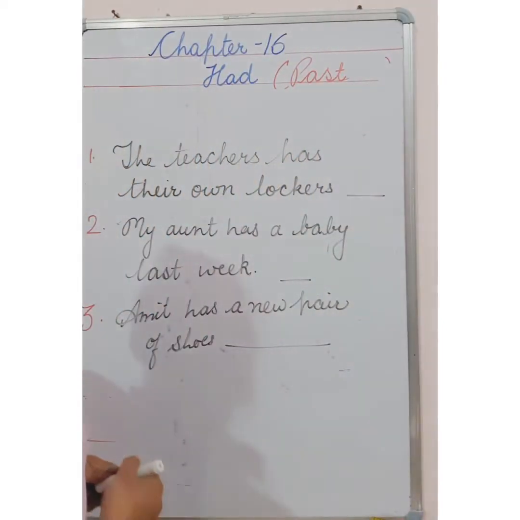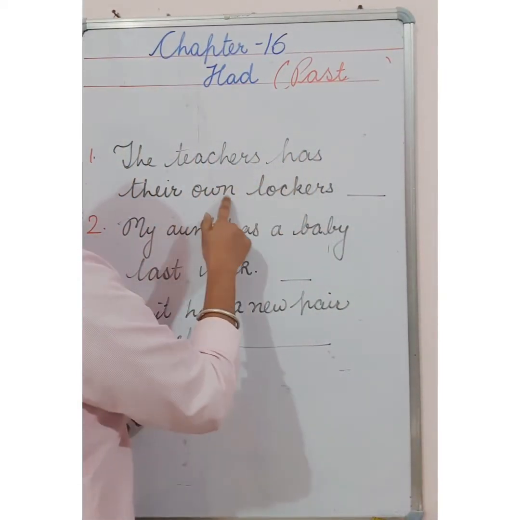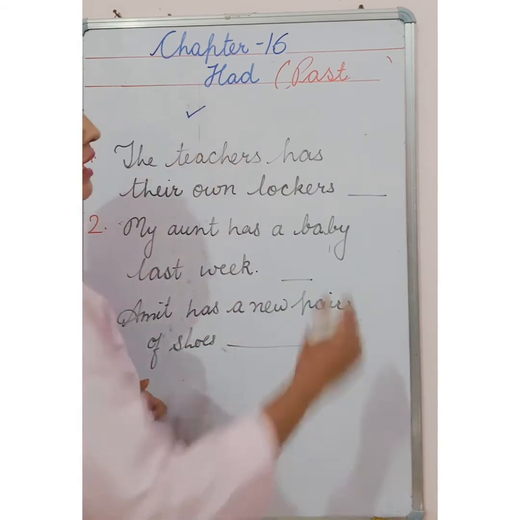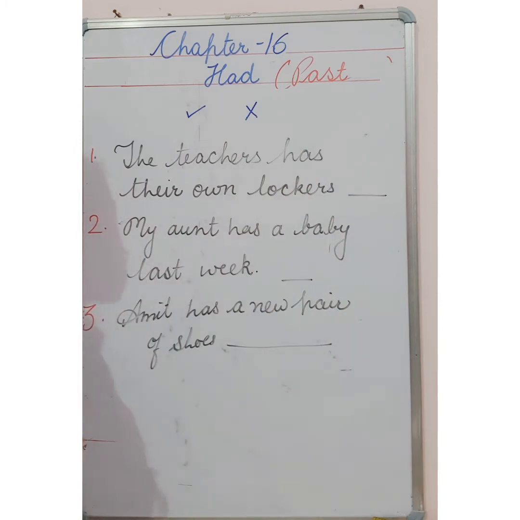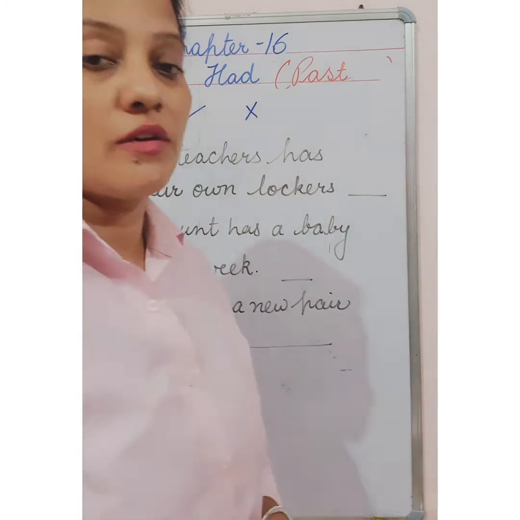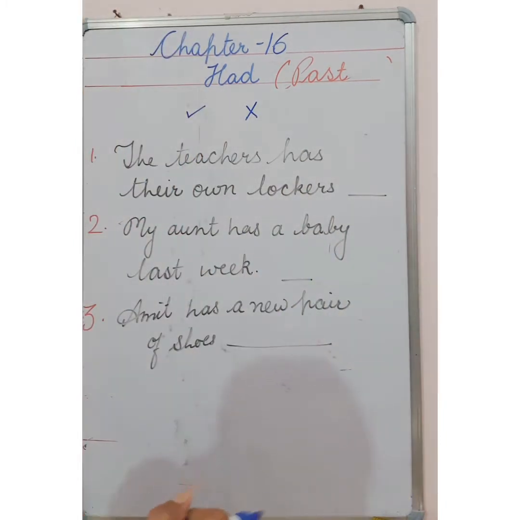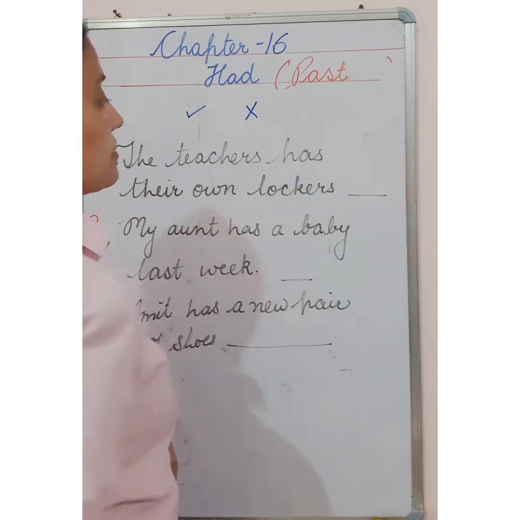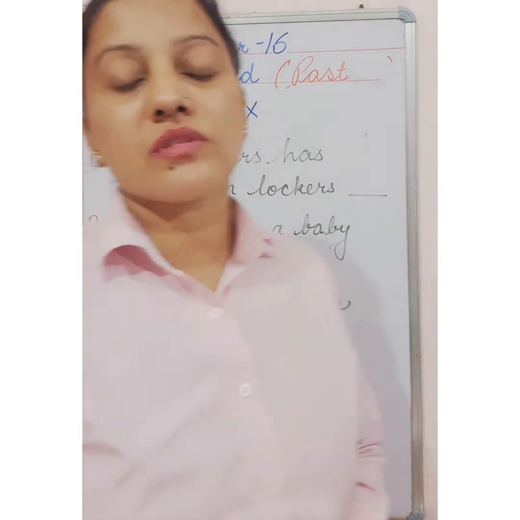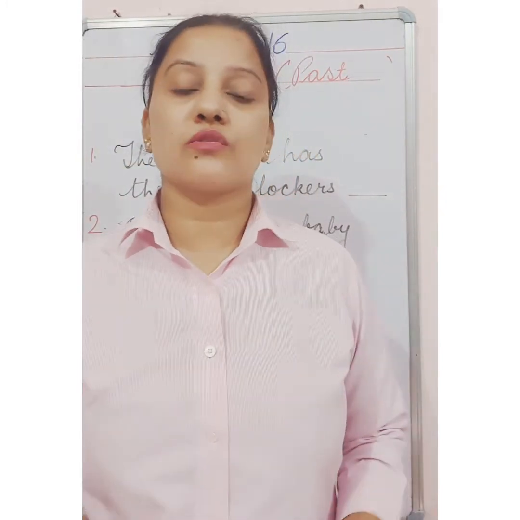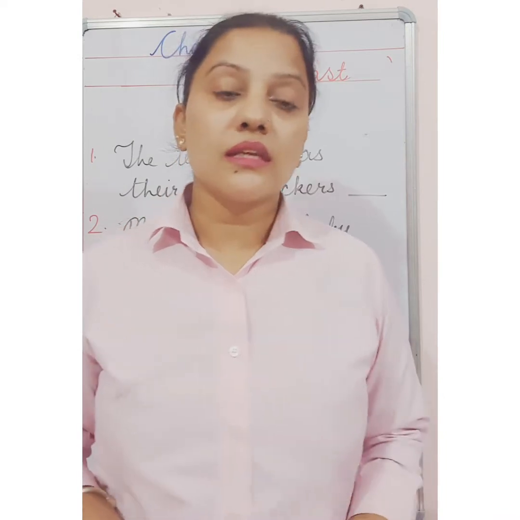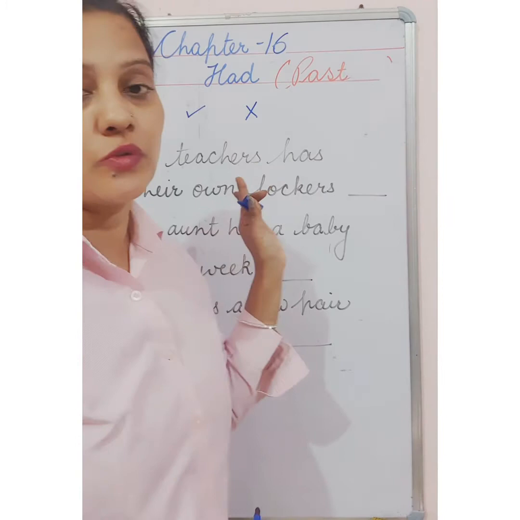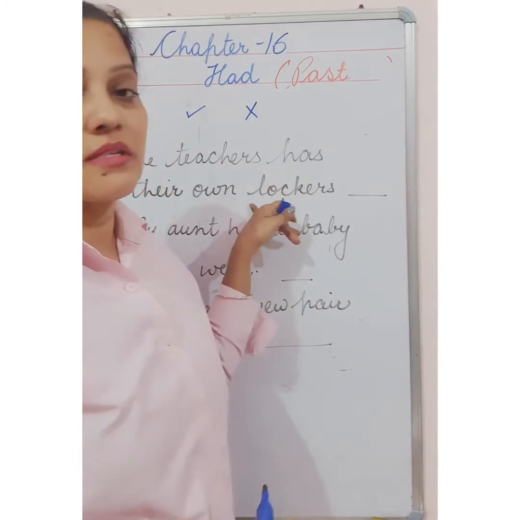Look here. The teachers has their own lockers. You have to do a tick for which is correct, and which is wrong you will put a cross. So you have to see which is correct and which is wrong. Let us see the first sentence very carefully. The teachers has their own lockers. So here nothing is given, no second form is given, no last week, last year, last month, yesterday. Nothing is given to you. So we have come to know that this is not related to the past. We are talking about the present here.